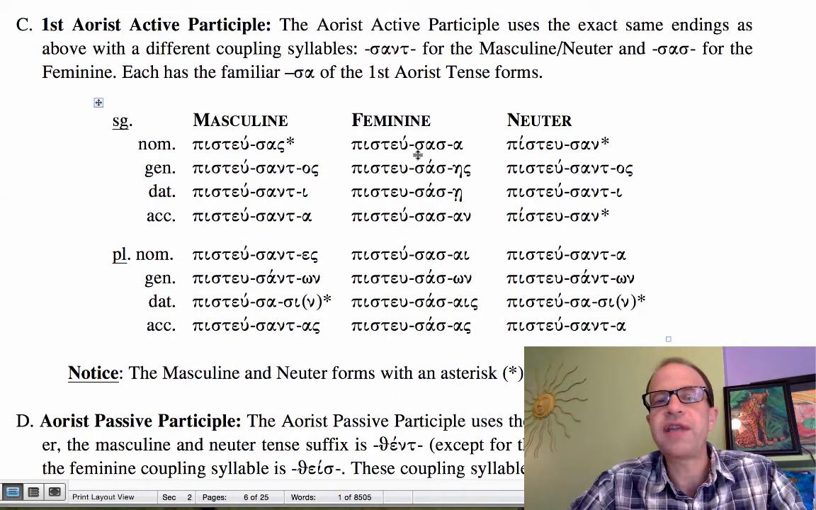Here are the first aorist active participle endings. Their coupling syllable is a sigma alpha. So sas, santos, santi, santa. For the feminine singular, you have sas, sasa, sase, sase, sasan. And for the neuter, you just have the same third declension, but with different nominative and accusative forms.